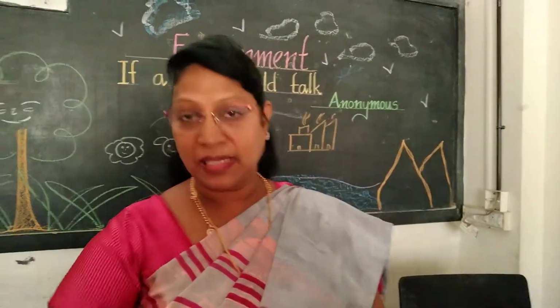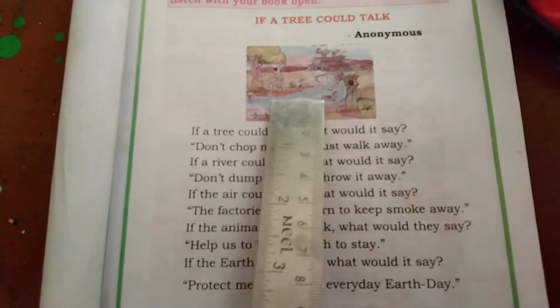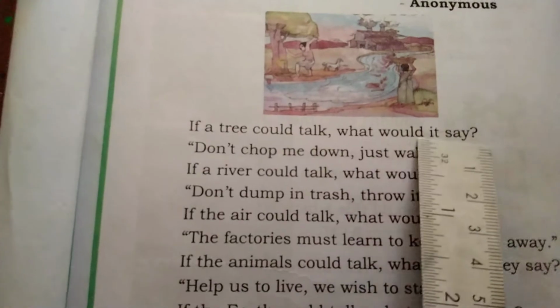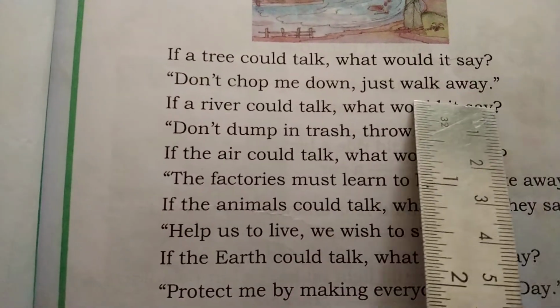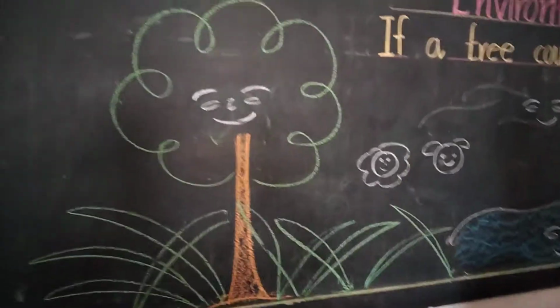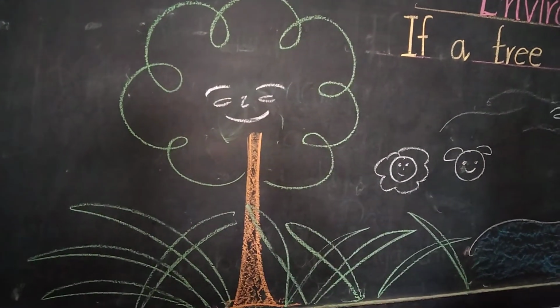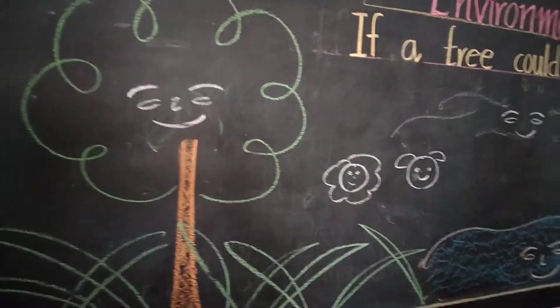Page number 33. I'm going to read the poem to you first. If a tree could talk, written by Anonymous. If a tree could talk, what would it say? Don't chop me down, just walk away. Now, what does it say? It's talking about if the tree could just talk, what will it say? It will say, don't chop me down. It is not right. Please go away. Okay? Let's see the next one.